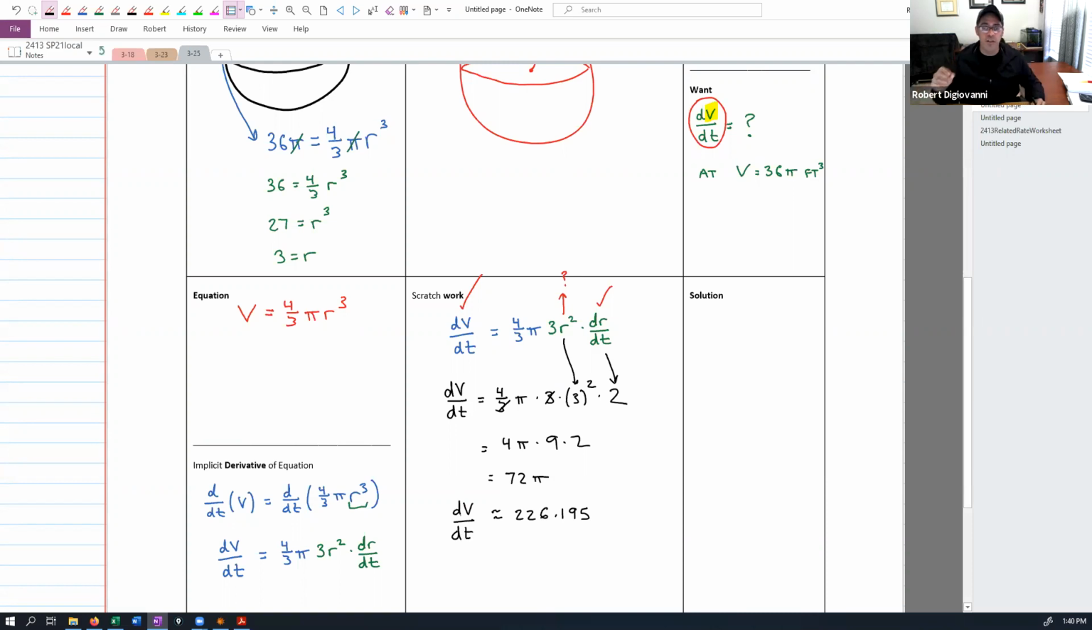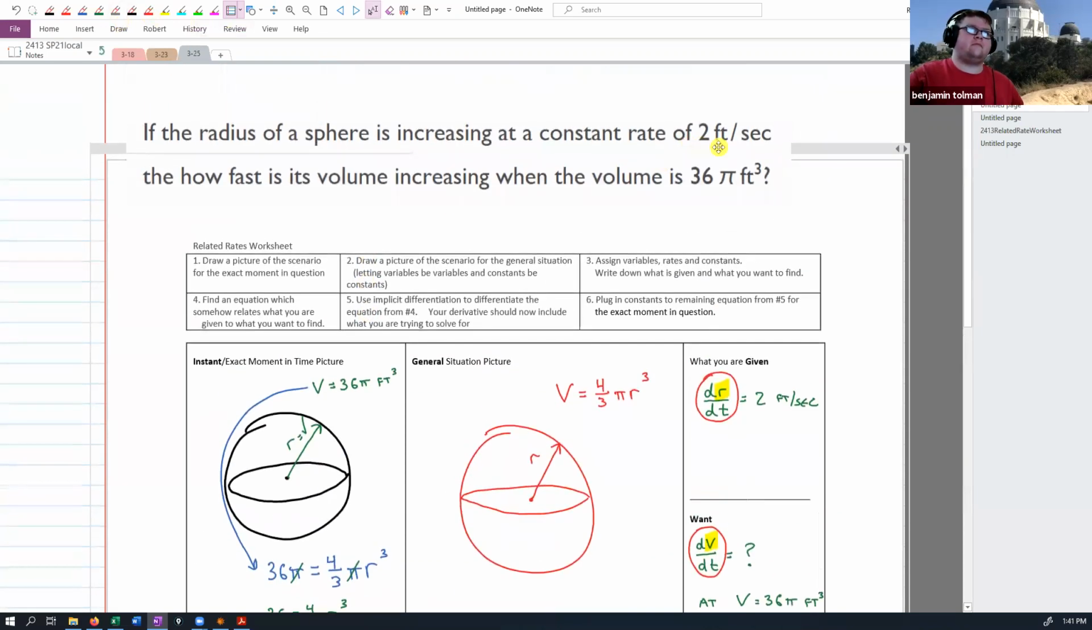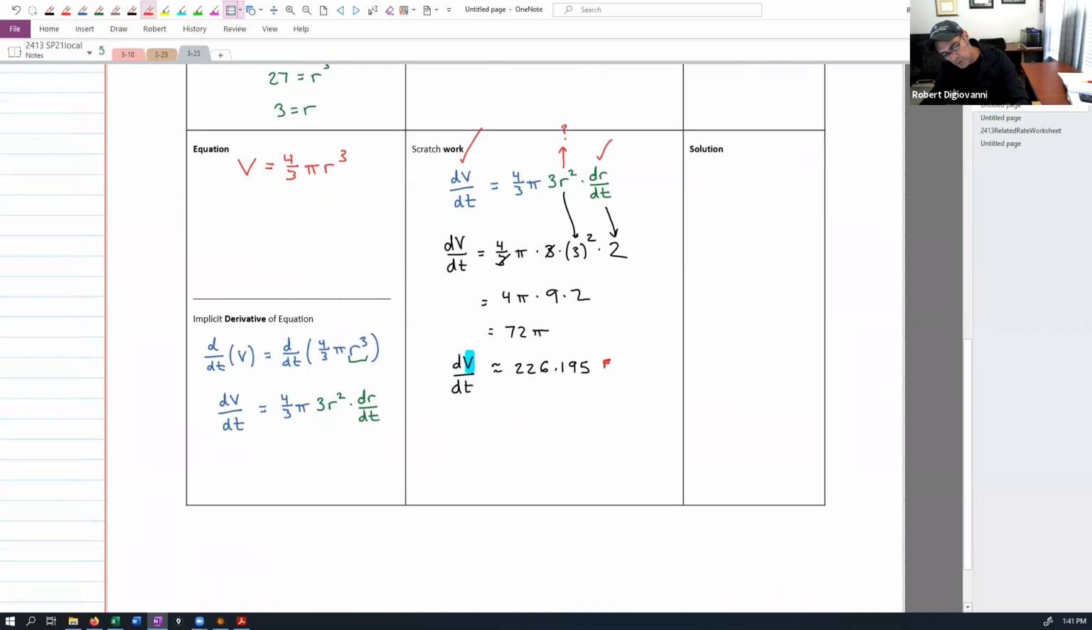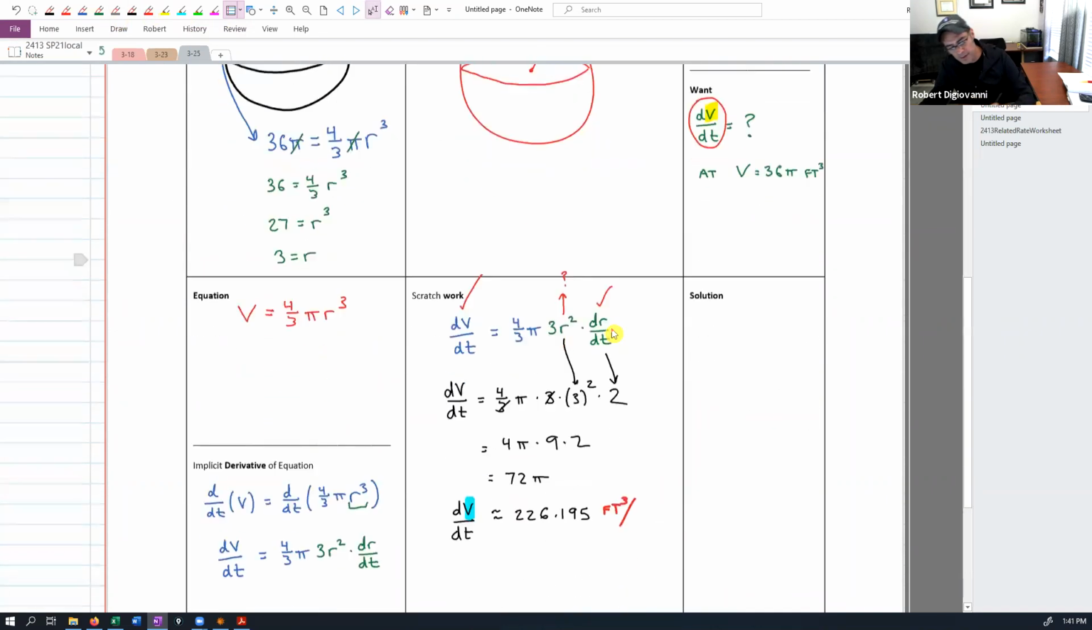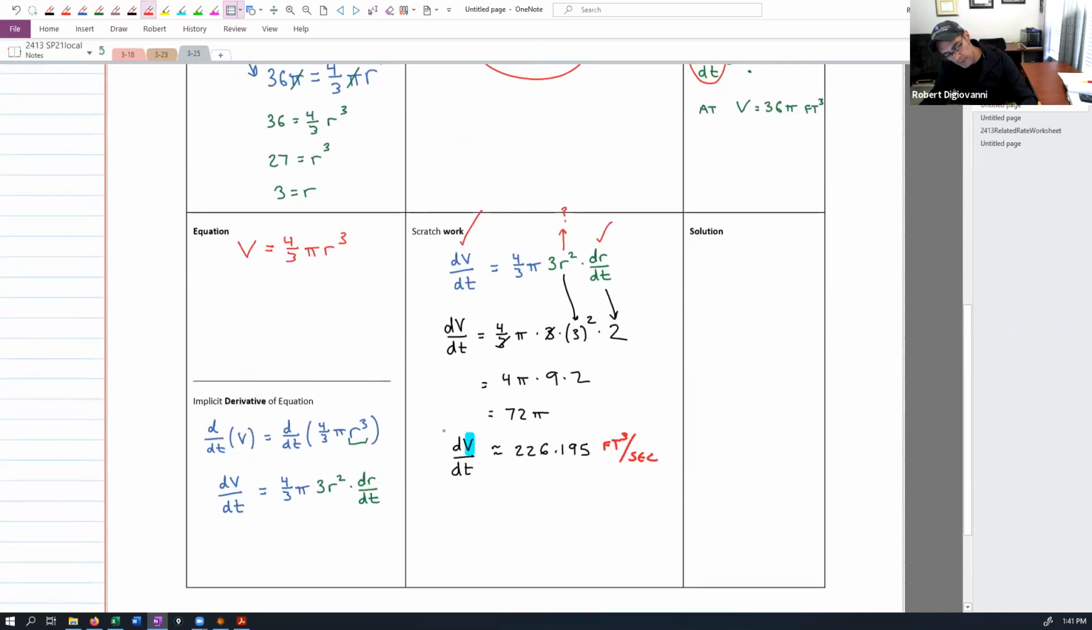The volume is changing at a rate, at that instant in time that we're talking about, of 226.195 what? Feet cubed per second. So how are we getting that? We look at the unit here, volume, right? How do we measure the volume of something? It's the unit cubed. And our units in this problem are feet. So this will be feet cubed per our unit of time. And our unit of time in this problem is seconds. So I'll say per second. There it is.